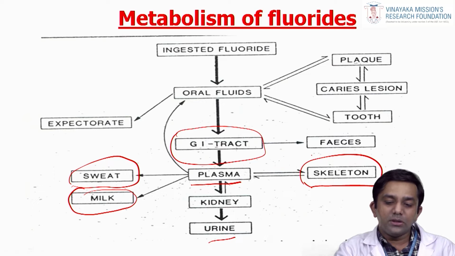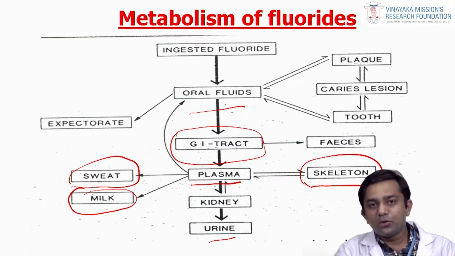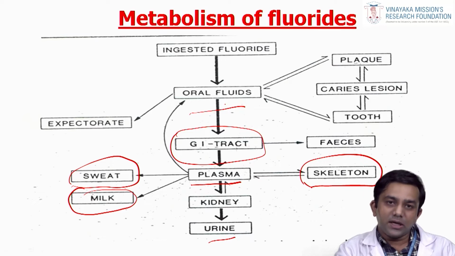Any amount of fluoride that is ingested gets in contact with the oral fluids. In the oral fluids it has a topical action. It gets in contact with the tooth surface and helps in remineralization of the tooth surface. From the oral fluids it gets absorbed in the gastrointestinal tract. From the gastrointestinal tract it gets deposited in the plasma, which is known as the central compartment, from where it is distributed and also excreted from the body.